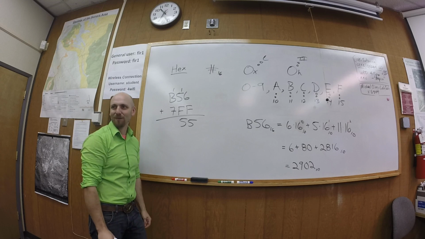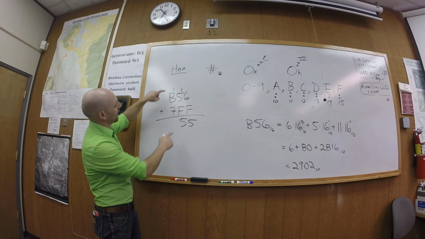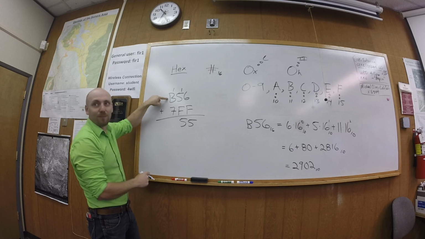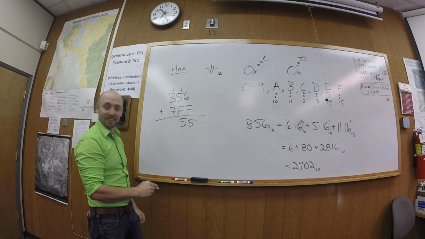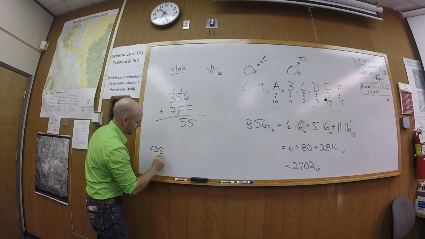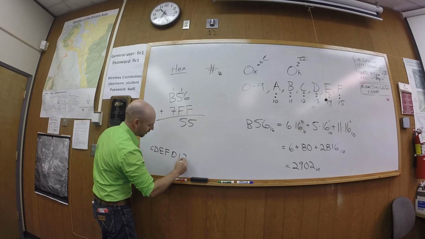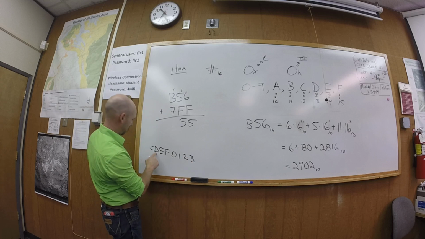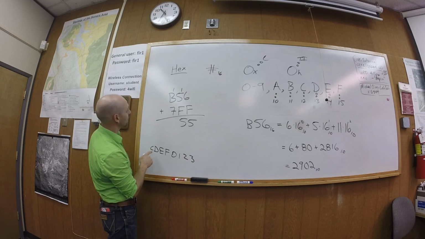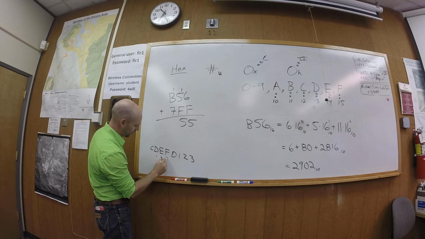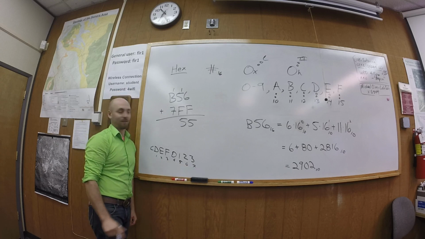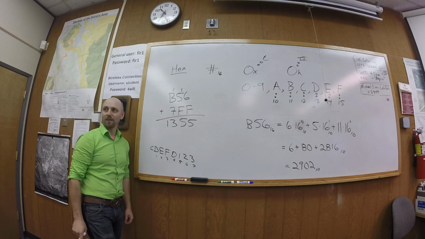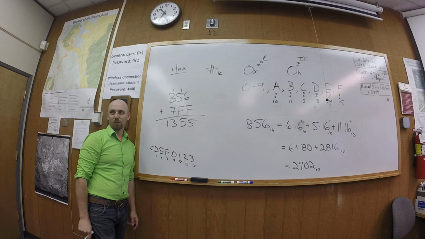I just did that problem, right? And then I got, let's see, 1 more than B is C, and then 7 more than C: D, E, F, 0, 1, 2, 3. Sorry. 7 more than C. 1, 2, 3, 4, 5, 6, 7. It's 3. Carry the 1. You guys with me on that?